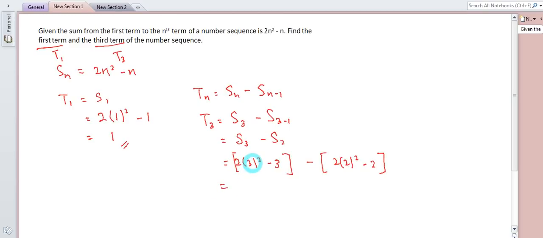So this is 18. 18 minus 3, you get 15. This one you get 6. So 15 minus 6, you get 9. So this is the third term.